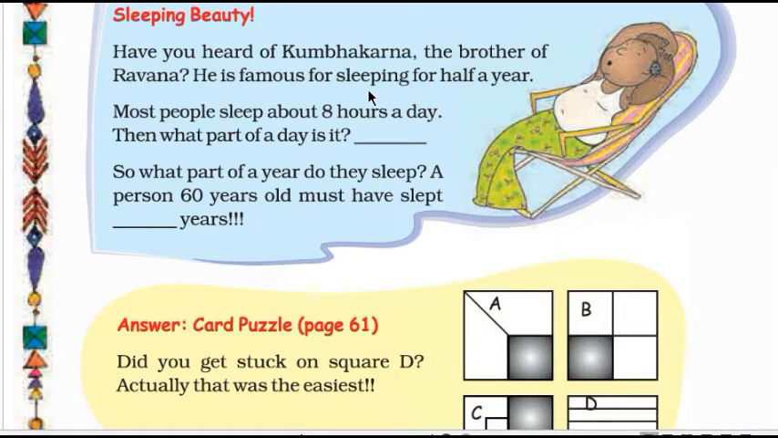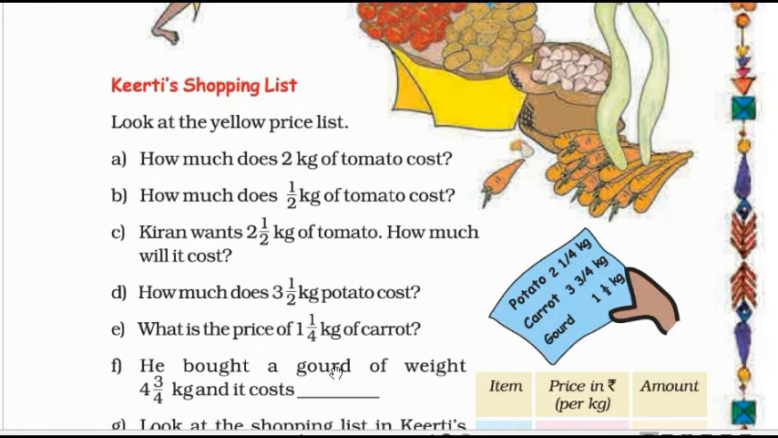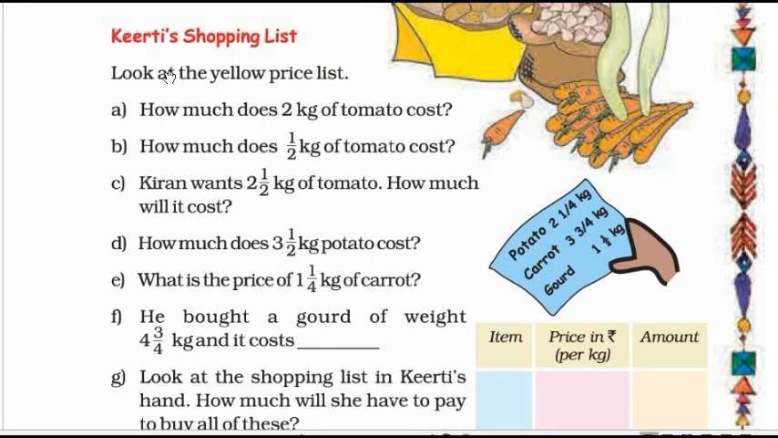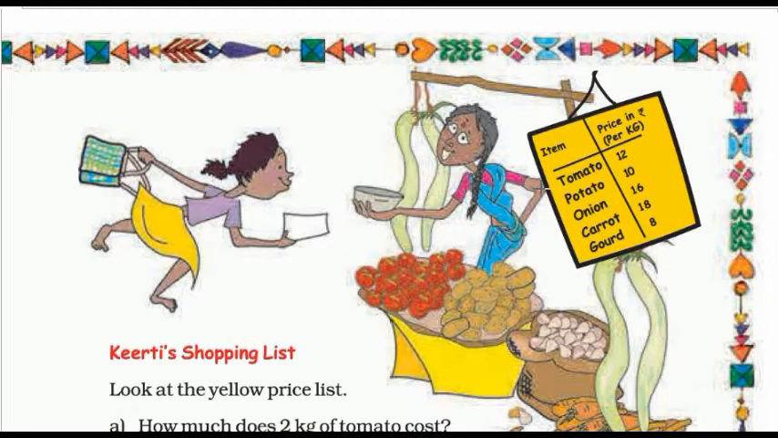In the last lecture we studied up to the topic Sleeping Beauty, and today we will start with the topic Kirti's shopping list. So let's start with this topic. Kirti's shopping list. Look at the yellow price list. This is the yellow price list. Here items are given and here the price in rupees per kg is given.